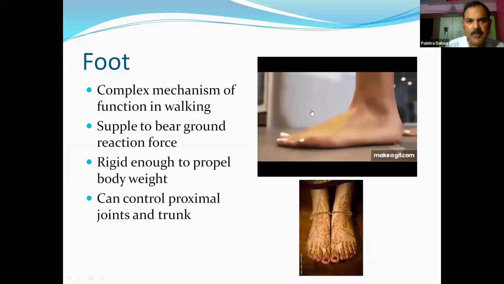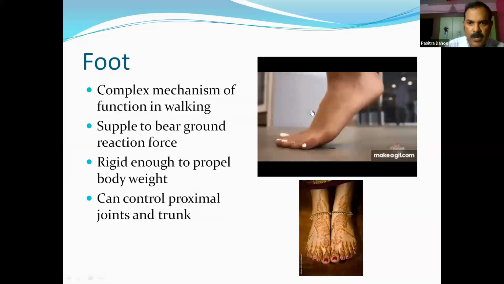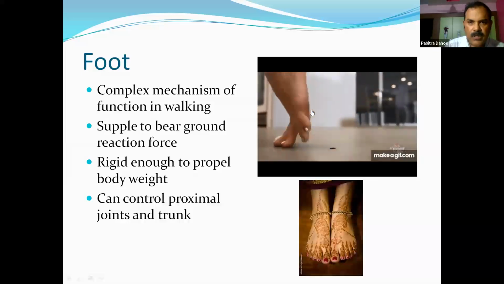That means in the heel strike period, the foot must be supple enough to bear the ground reaction force and to accommodate the uneven terrain. So the foot must be supple enough during the heel strike period, or during the initial contact period. But during the toe-off period, the foot has to be rigid enough to propel the body weight.